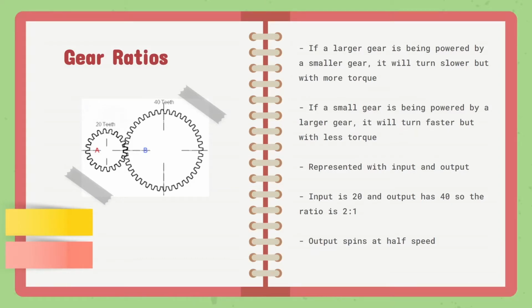So we're going to go a little bit more into gear ratios. If a larger gear is being powered by a smaller gear, it will turn, but it will have more torque, meaning more power. If a small gear is being powered by a larger gear, it will turn, but with much less torque. And this is represented with input and output. So if the input is 20 and the output is 40, then the ratio is 2 to 1, so the output spins half as fast. But if the input was 40 and the output 20, then it would spin at twice the speed.